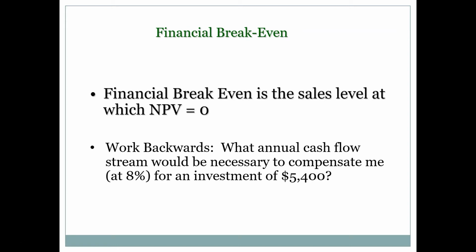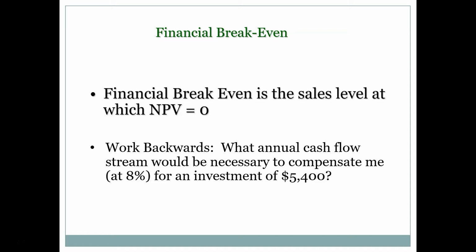The financial break-even level is the level of sales where my net present value is equal to zero. I know the level of sales where my accounting profit, my net income, is equal to zero. What's the level of sales where my NPV is equal to zero? This is kind of a tricky thing to figure out. You can do a lot of guesswork, just trial and error, using the Excel sheet, typing in higher and higher numbers until you get close to zero.